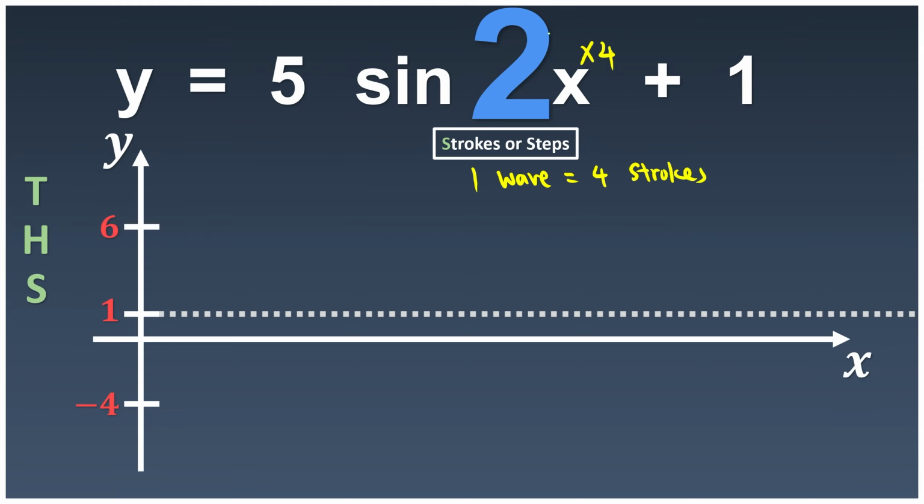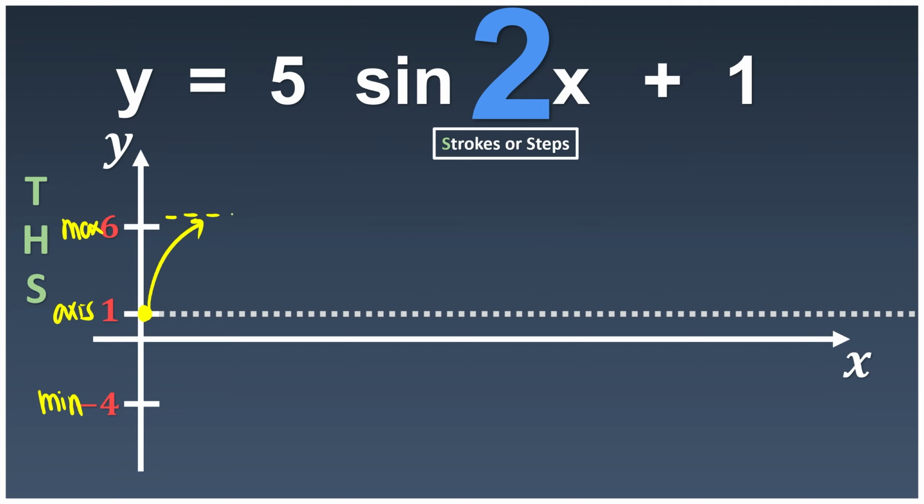These two will tell us that we will have 2 waves. So what I mean by stroke is, you can think of if this is maximum, this is axis, this is minimum. If we start from axis, then we're going to take one step to the maximum. But this is the maximum.